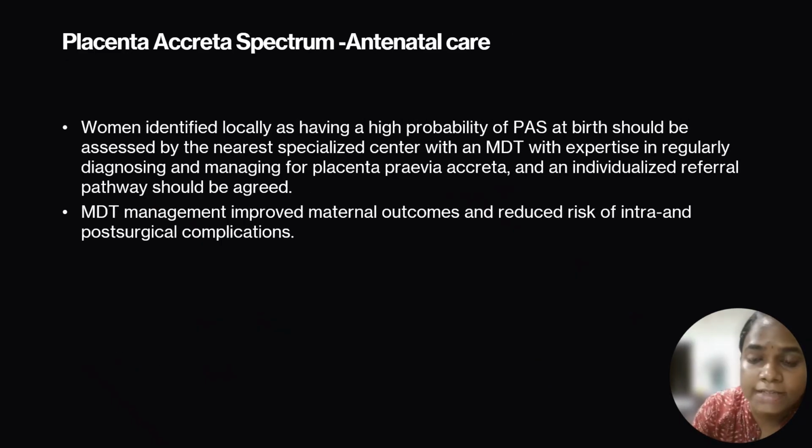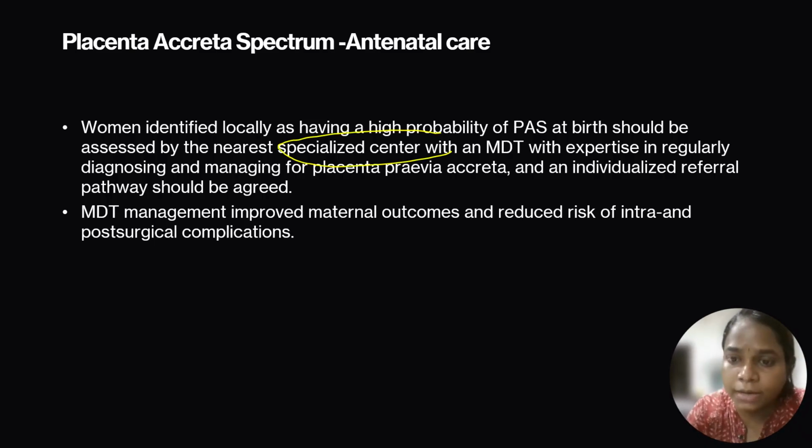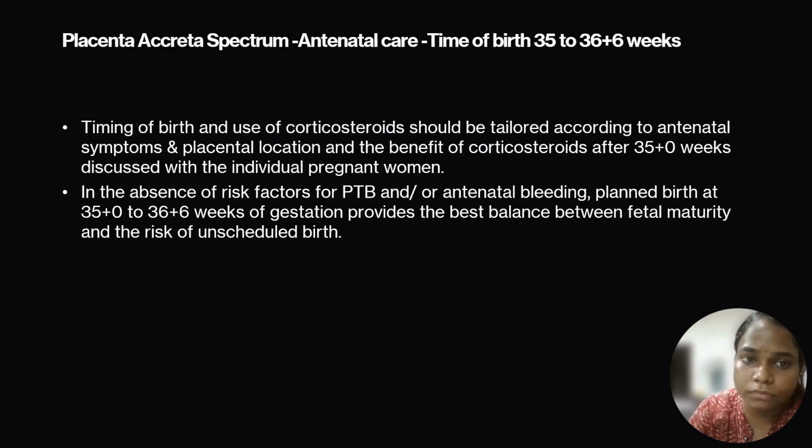Women identified as having a high probability of placenta accreta at birth should be assessed at the nearest center. See, if you are feeling that she might have accreta, then you should refer her to a specialized center. If on opening you find that she has accreta, then you can close her and refer her. Timing of birth and use of corticosteroids should be tailored, and after 35 weeks, giving corticosteroids is individualized.